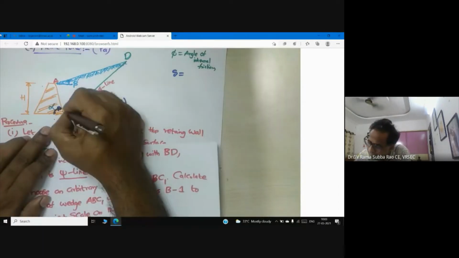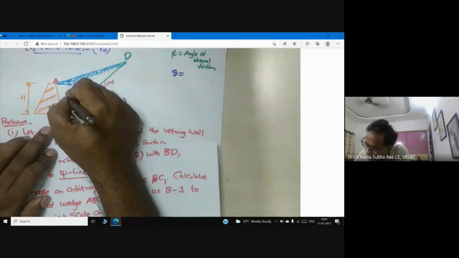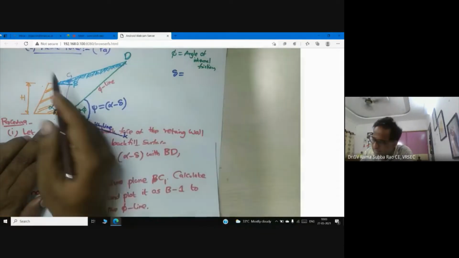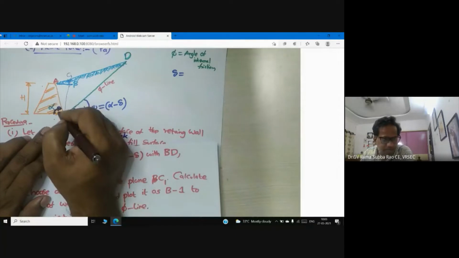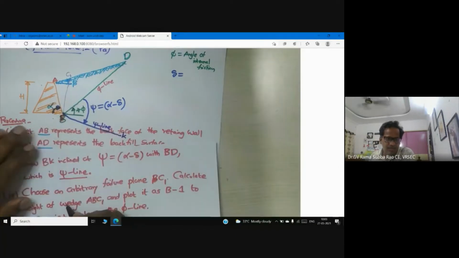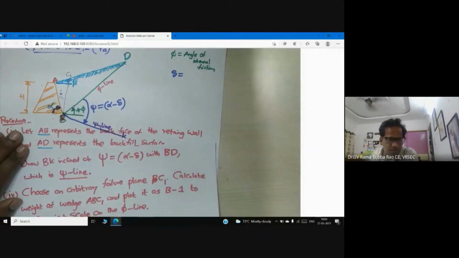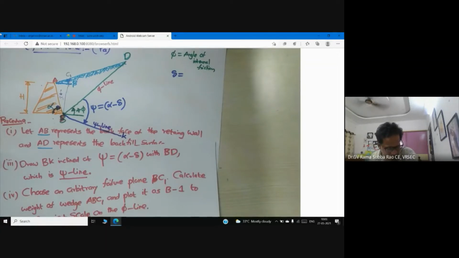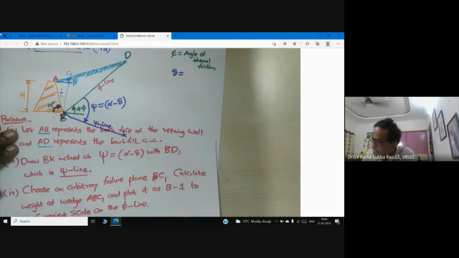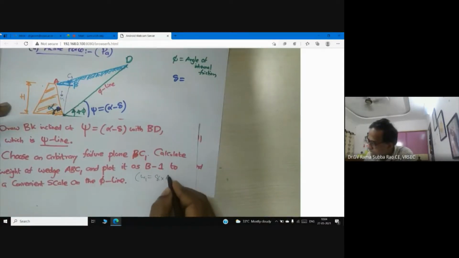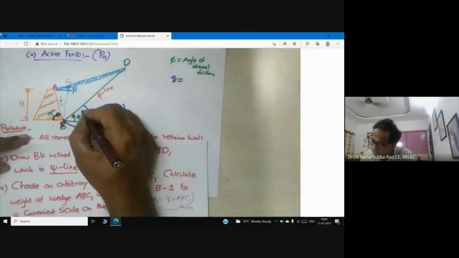So right now I'm selecting this C1, ABC1. This is the sliding wedge, the first arbitrary sliding wedge I have considered. You can call this weight W1. Yesterday also many students gave a wonderful reply about how to calculate weight. As you know, W1 is equal to gamma into the area ABC1. Whatever weight you get, you may get some answer in kilonewton per meter. That you need to locate here.